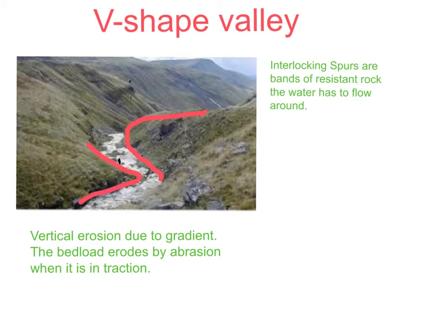spurs. As the river gets to it, hard rock has to flow around it, hits hard rock, has to flow around that as well. So it does the erosion using the bedload, angular bedload, lots of erosion, carries it along in traction, and so this erodes by abrasion. But of course you also get hydraulic action eroding the valley too.